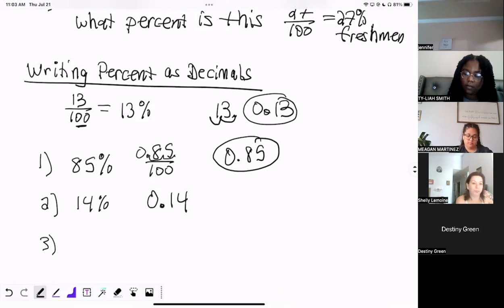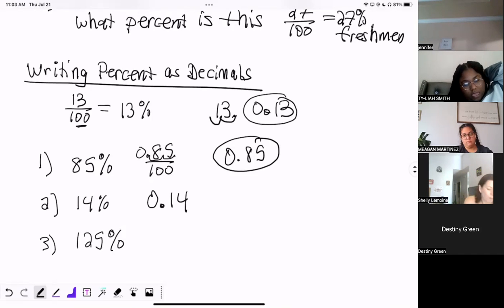All right. You always move it 2 places to the left. So we don't even have to put it on a fraction. We can just put 0.14. What do you do with a number that is actually bigger than 100, like 125%? You still just move it 2 decimal places to the left, and you would have 1.25.